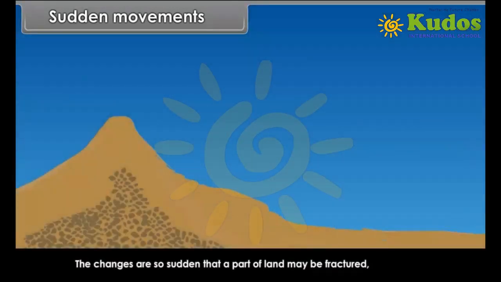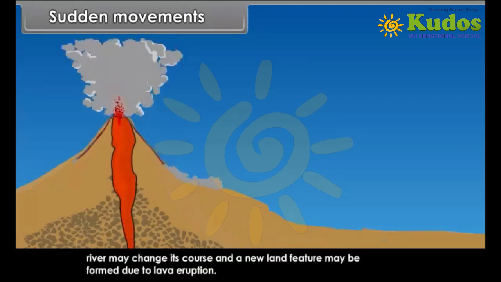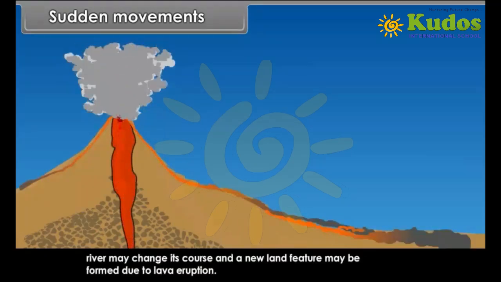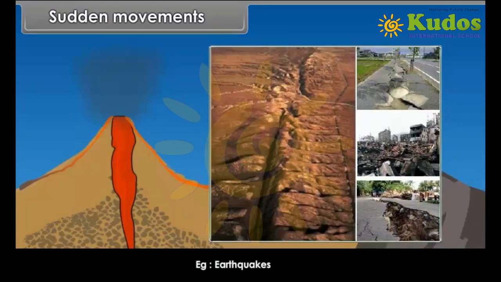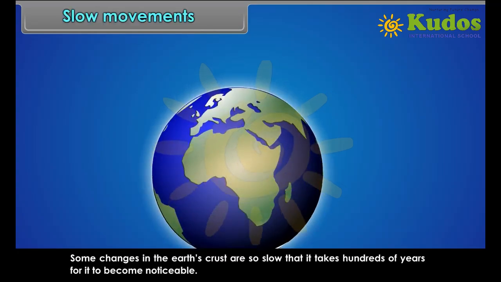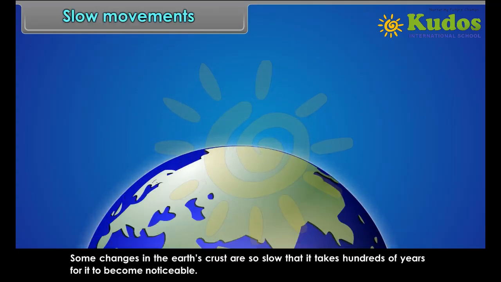The changes are so sudden that a part of land may be fractured, a river may change its course, and a new land feature may be formed due to lava eruption. Example: earthquakes. Slow movements. Some changes in the Earth's crust.